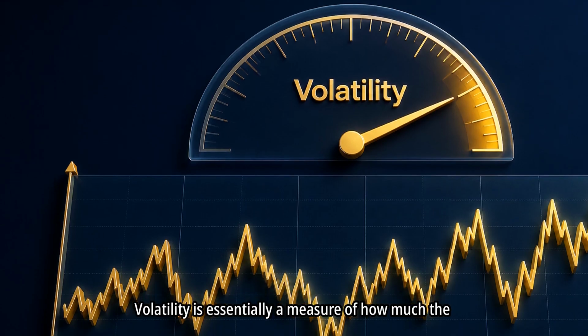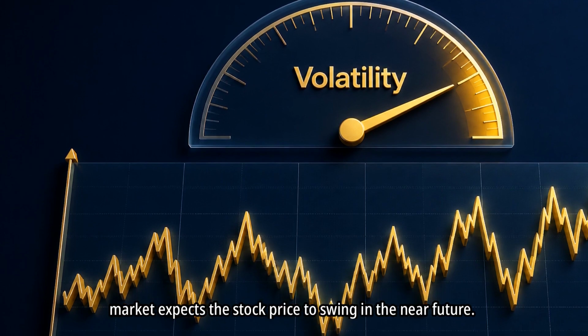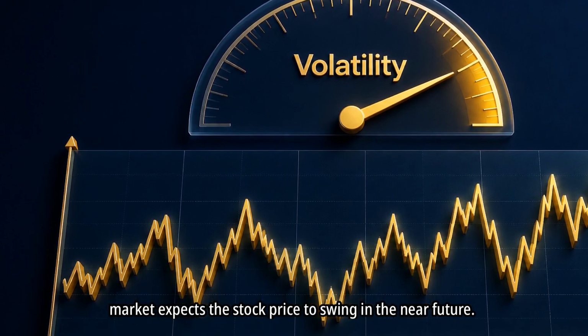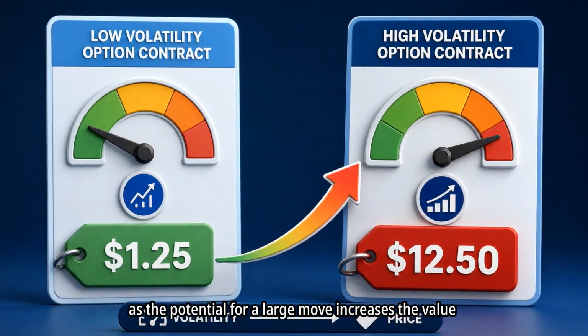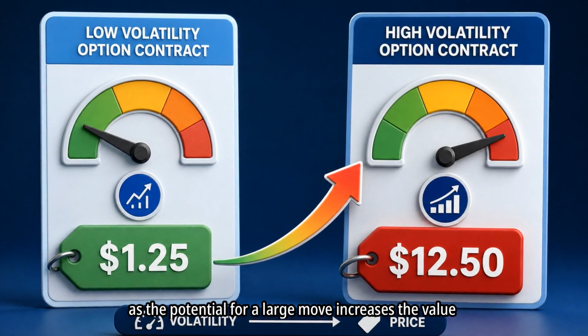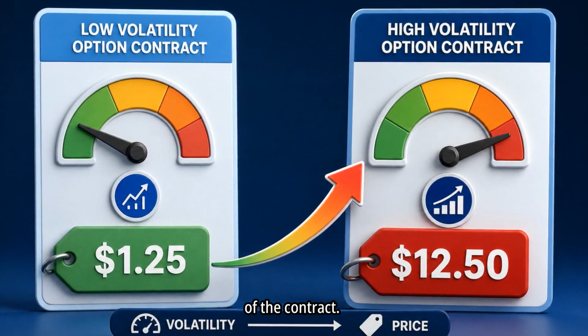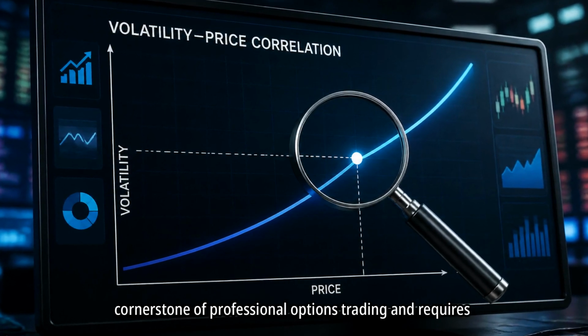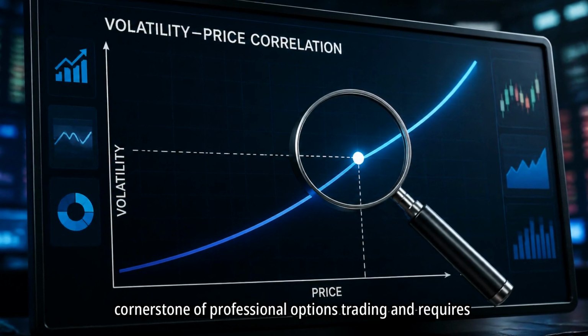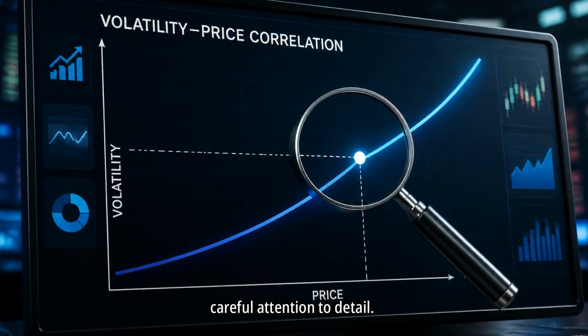Volatility is essentially a measure of how much the market expects the stock price to swing in the near future. Higher volatility usually means higher option prices, as the potential for a large move increases the value of the contract. This relationship between volatility and price is a cornerstone of professional options trading and requires careful attention to detail.